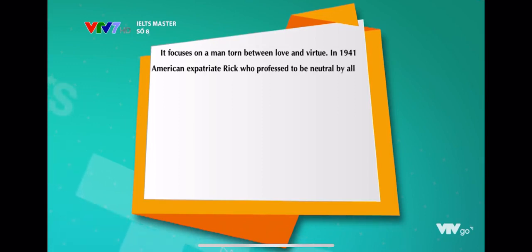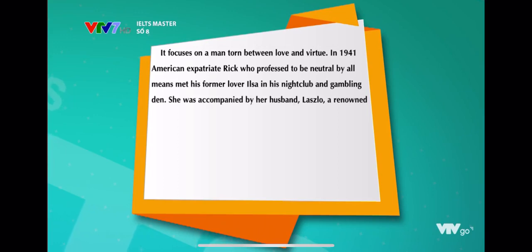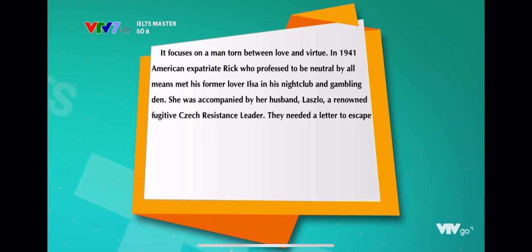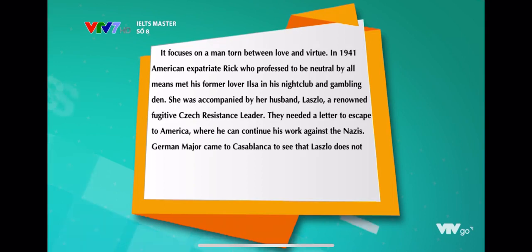In 1941, American expatriate Rick, who professed to be neutral by all means, met his former lover Ilsa in his nightclub and gambling den. She was accompanied by her husband Laszlo, a renowned fugitive Czech resistance leader. They needed a letter to escape to America, where he can continue his work against the Nazis. A German major came to Casablanca to see that Laszlo does not succeed.